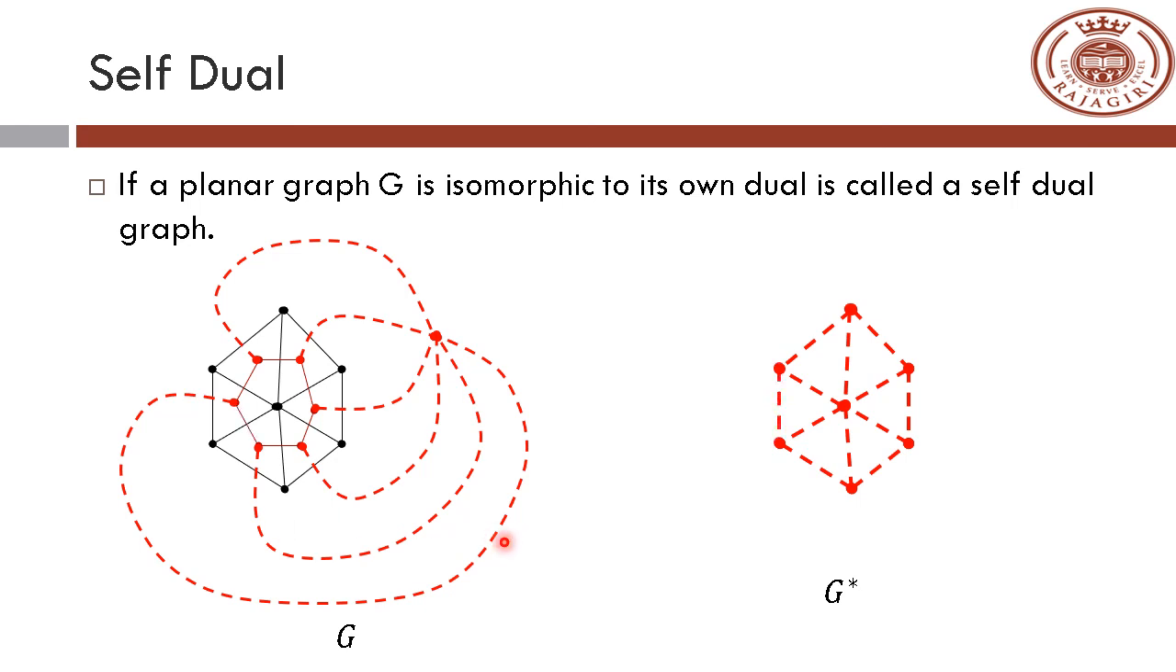If you consider the geometrical dual of the graph G star, you can see that this graph is the same as the original graph G. That means there exists a one-to-one correspondence between the vertices and edges. Thus, the planar graph G is isomorphic to its own dual. Therefore, the original graph G is said to be self-dual.